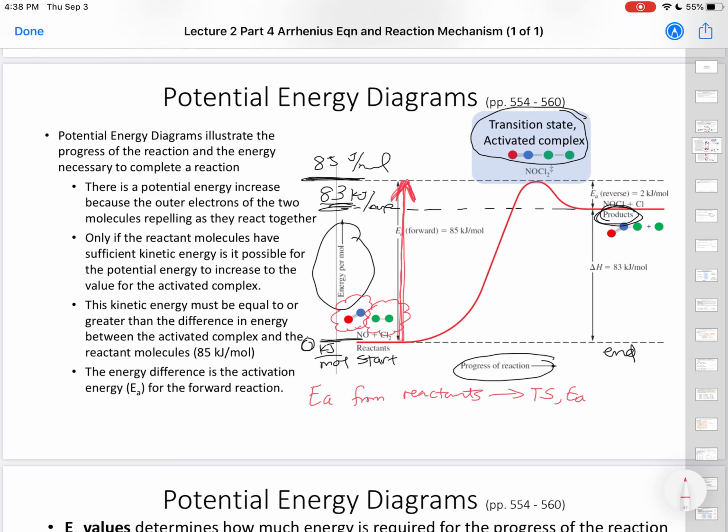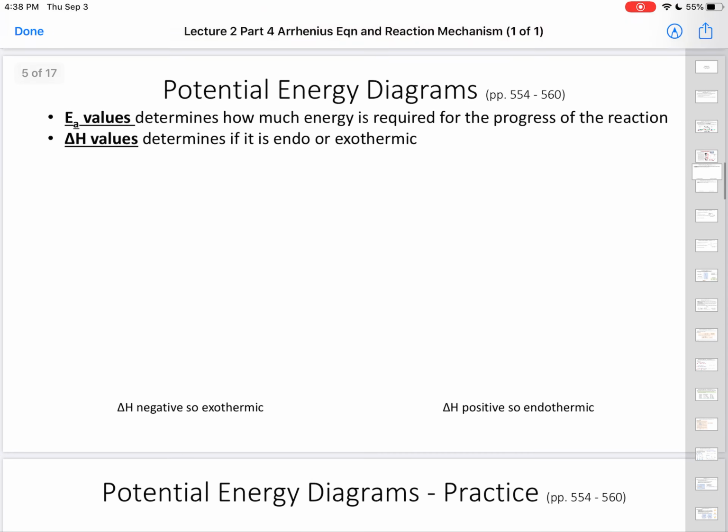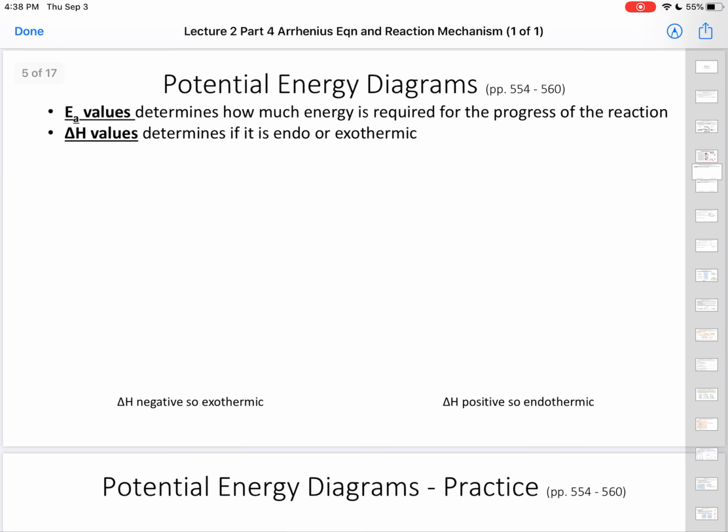Only if the reactant molecules, when they collide together, have sufficient kinetic energy is it possible for the potential energy to increase to the value of the activated complex. In this graph here, the activated complex energy requirement is 85 kilojoules. This is what we call a potential energy diagram. We're going to learn how to draw these, so let's look at an example.